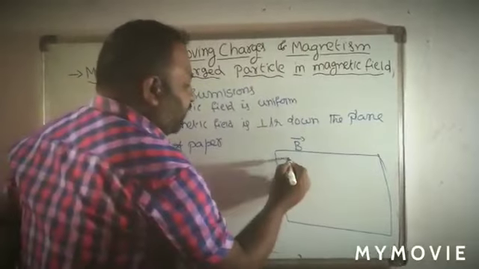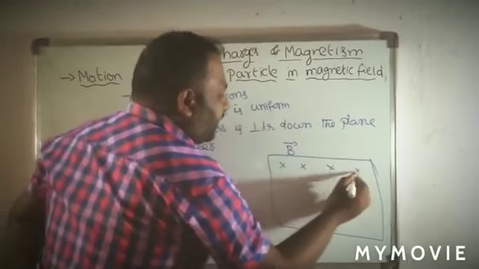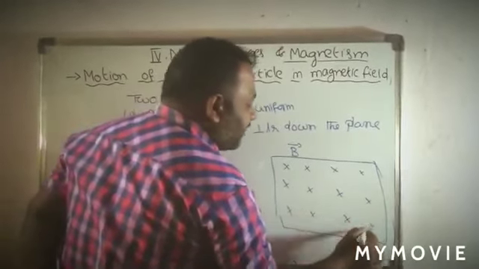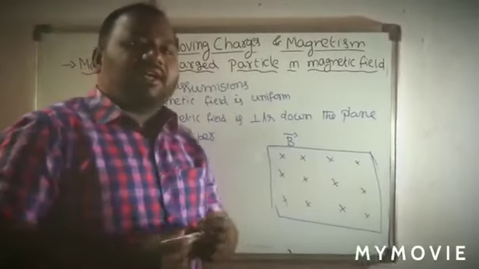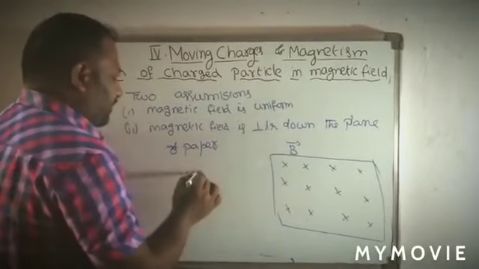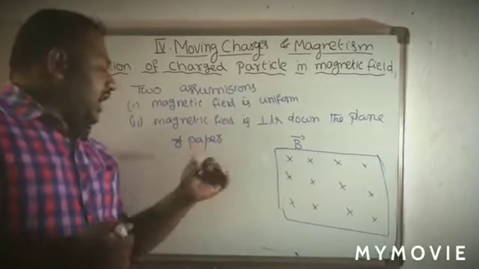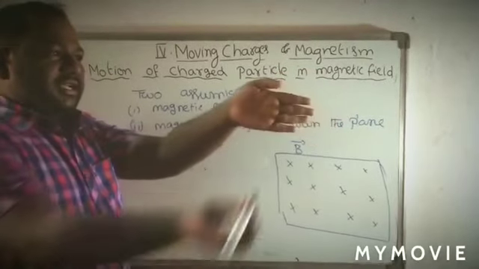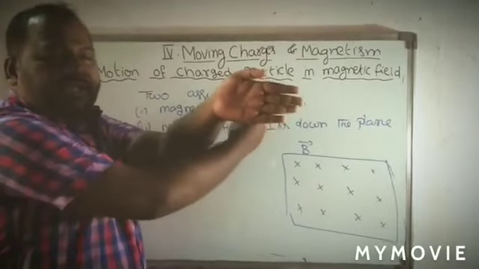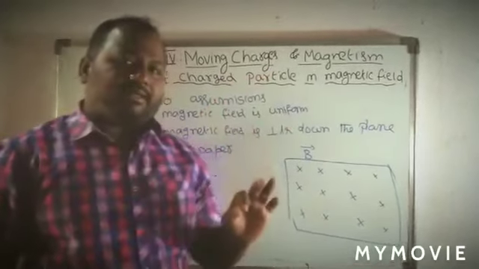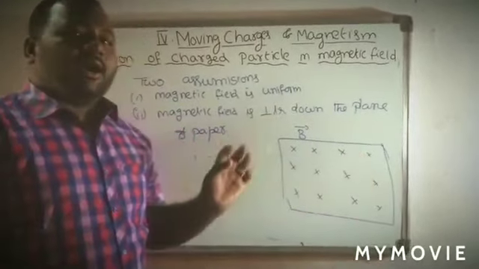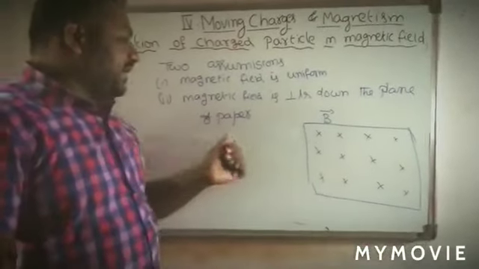That is always indicated with a cross. Here I take the cross. The cross represents that the magnetic field is always into the board, making a perpendicular with the board. If you take a dot, it represents that the field is outside from the board. Into the board we are going to assume as a cross, and out from the board is indicated with a dot.